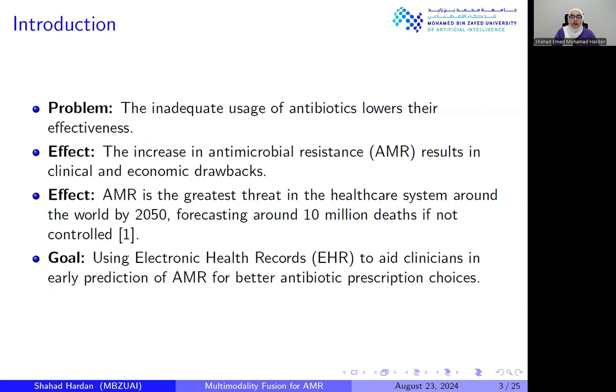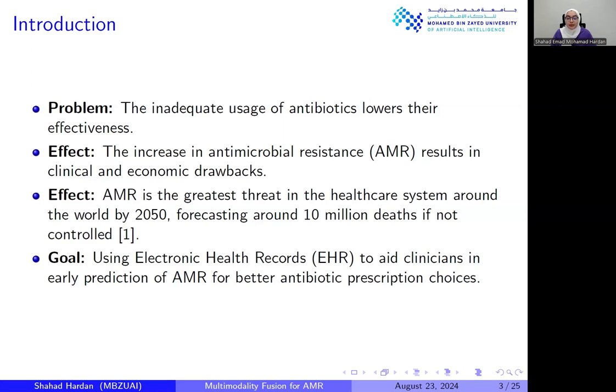So one problem that the healthcare system is facing right now is the rise of antimicrobial resistance. But why is that happening? Because of the inadequate usage of antibiotics that lowers their effectiveness. This inadequate usage is either coming from physicians that are not properly prescribing antibiotics or from patients that use antibiotics without prescription. As a result, the body of the patient stops responding to this antibiotic. So it leads to some clinical drawbacks.